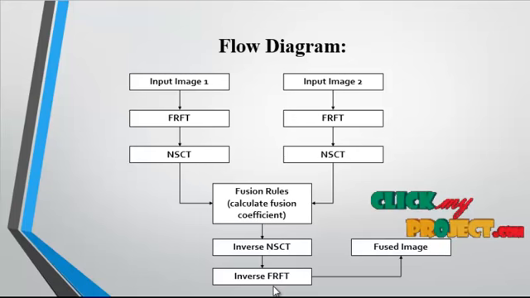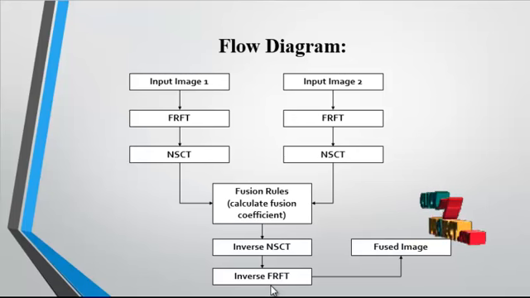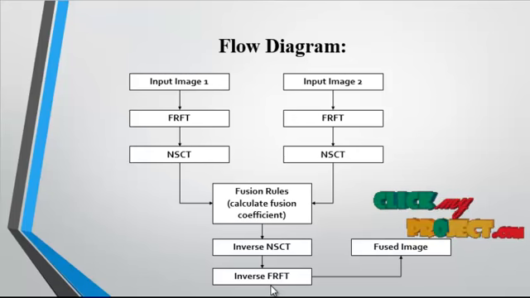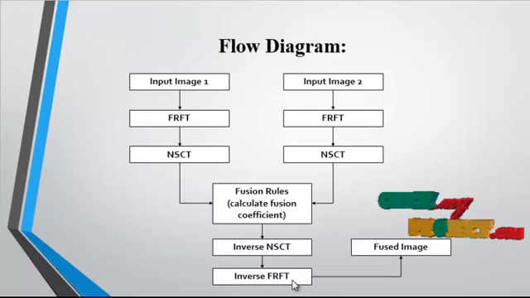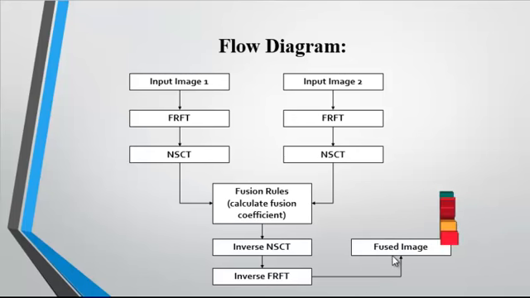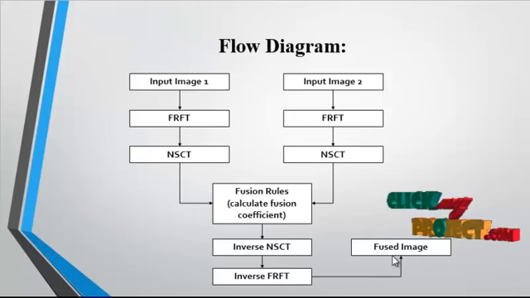Then the fused image is taken to the inverse FRFT. After the inverse FRFT, the inverse image obtained from the FRFT is the fused image. The fused image consists of the two images combined together to give one output image.